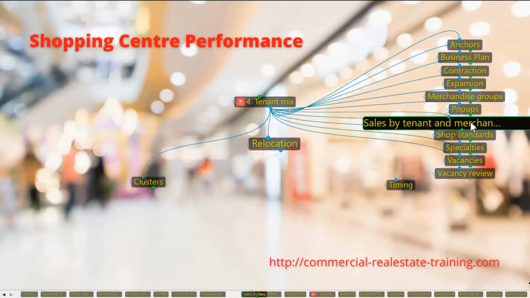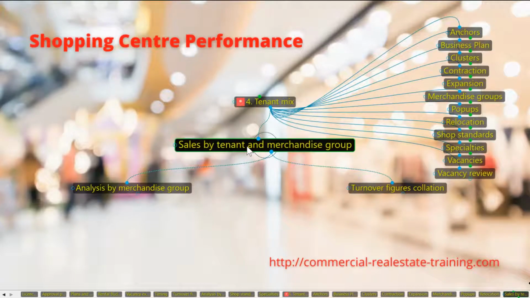Now, I put a special topic in here relating to sales by tenant and merchandise group. So you should be collecting the turnover figures from the tenants. But the only way you can achieve that is by negotiating that fact at the beginning of lease occupancy as part of the lease terms and conditions. Now, if you can get the turnover figures from all of your tenants, or the majority of them, then you can analyse how trade is actually going across the merchandise groups within the centre. And you will know the merchandise groups that are performing and those that are not. And you'll also know the tenants that are struggling. So that is very helpful.